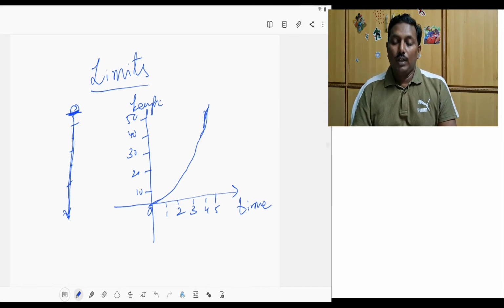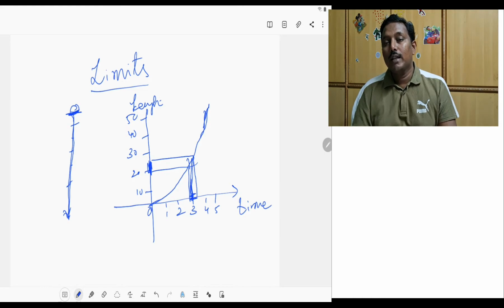Suppose we have to find the velocity of this falling object at 3 seconds. Here we need to take a small part of length, and that length should be divided by this small part of time. That would give the velocity. We need to understand how small this time interval or this distance interval should be. So we can make it as small as possible, so the limit should go up to 3. That smallest interval is known as the limit.